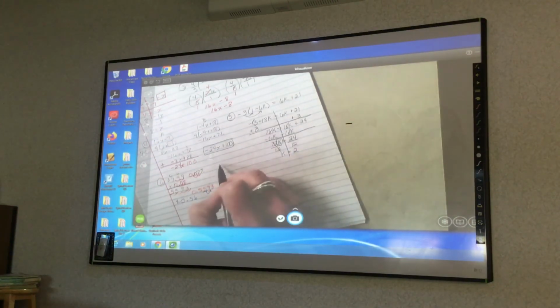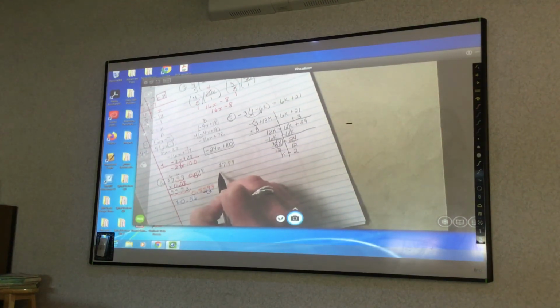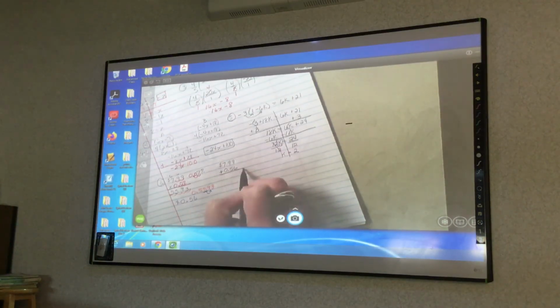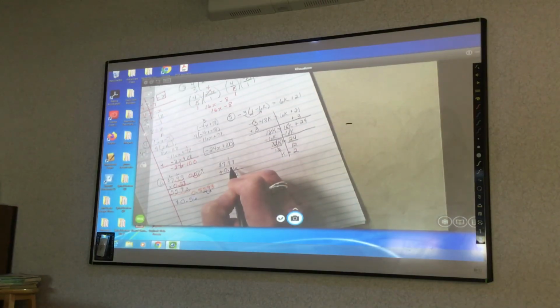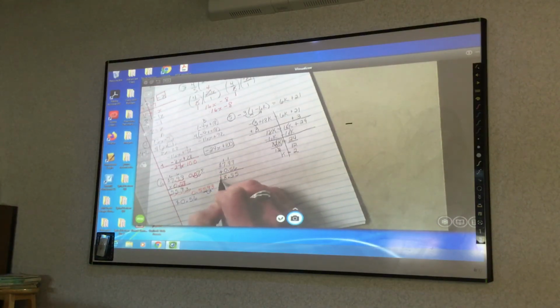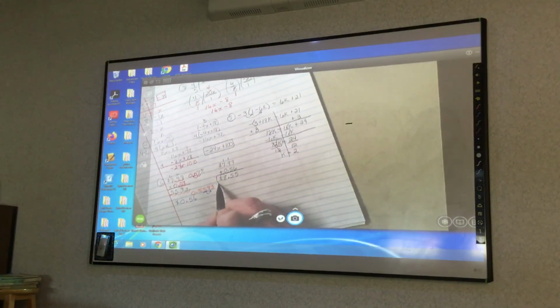So then I go back to my $7.99 plus 56 cents. 6 plus 9 is 15. 9 plus 1 is 10, plus 5 makes 15 again. Leave your decimal, and 1 plus 7 is 8. So it really costs $8.55.